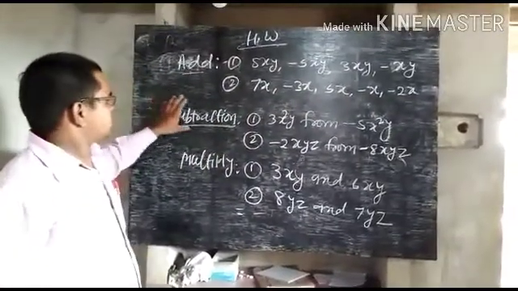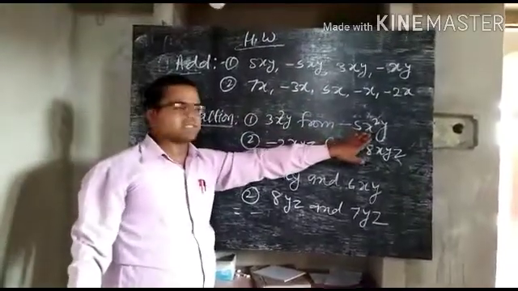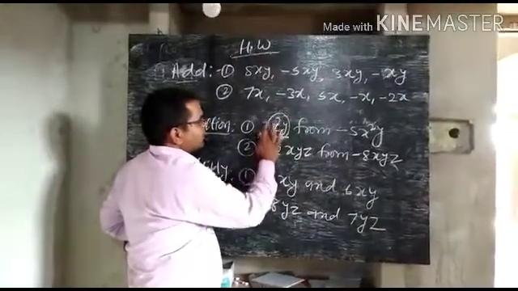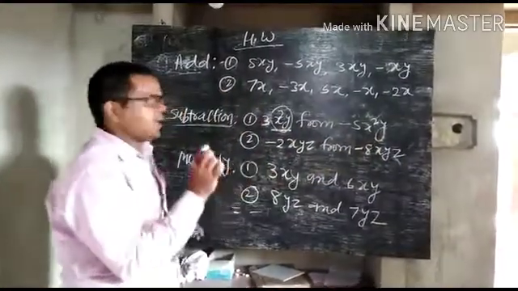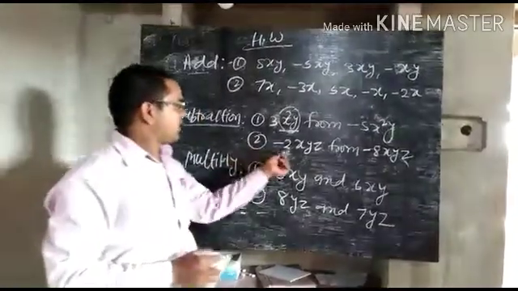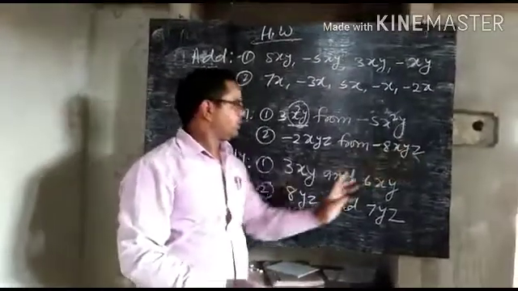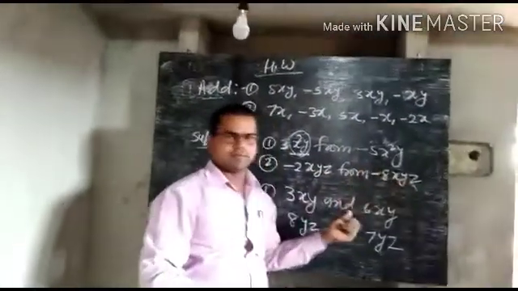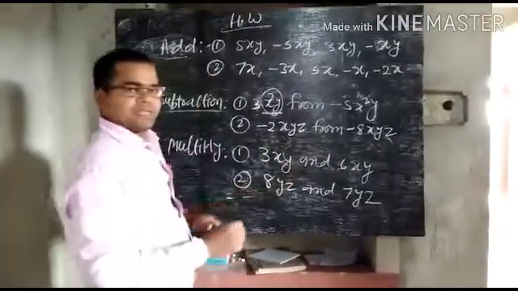Again, homework is subtractions. How can we subtract 3x square y from minus 5x square y? We can say in these terms, x square y and x square y, that is like terms. These are like terms. So we subtract these two terms. Okay. Next question, minus 2xyz from minus 8xyz. We have xyz and xyz, that is like terms. So we subtract these two terms in an easy way, we only change the sign.